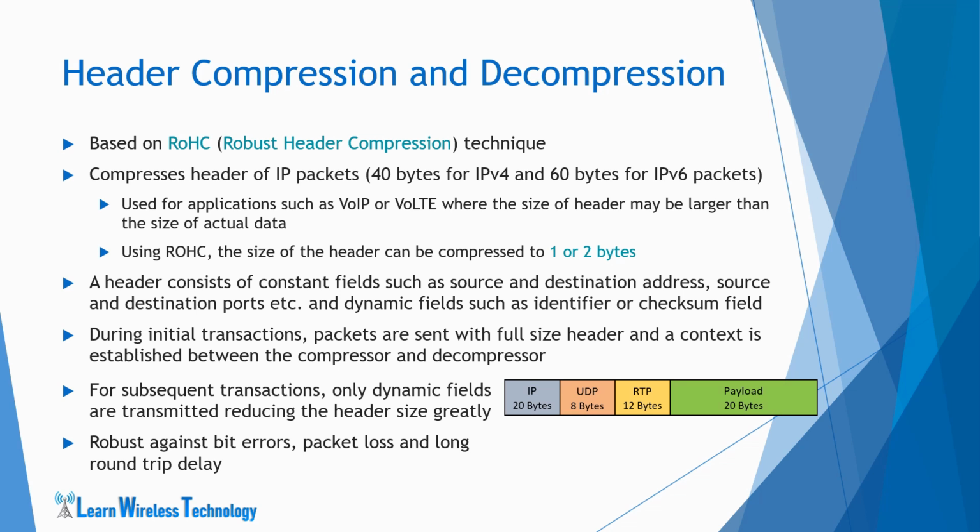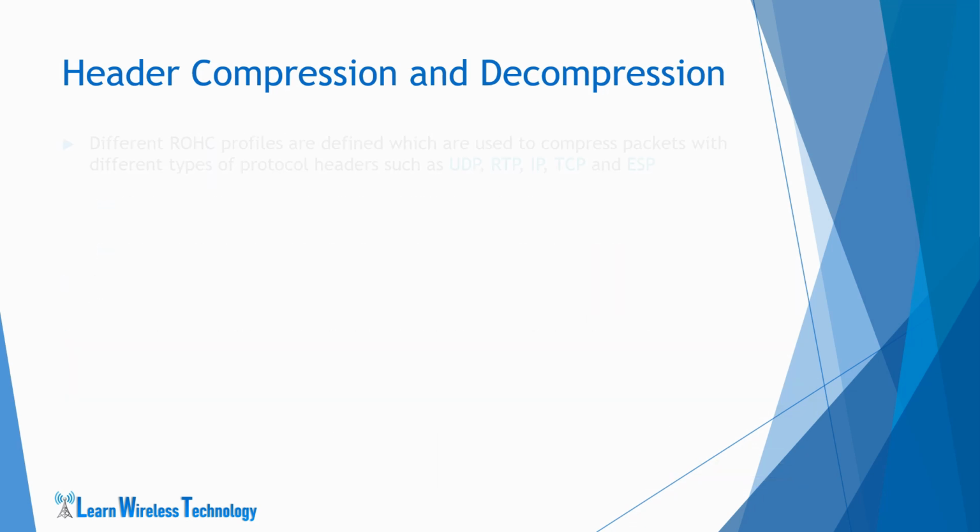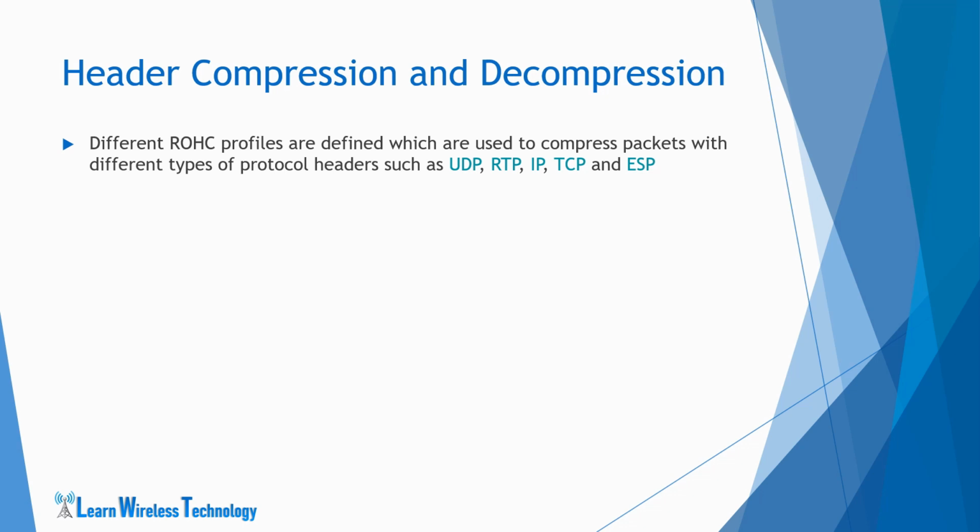Now, as seen in this example, the header contains 40 bytes that comprises 20 bytes from IP, 8 bytes from UDP, and 12 bytes from RTP, whereas the payload just contains 20 bytes of data. So the ROHC is used to compress the 40 bytes of header to as low as 2 bytes. Now there are different ROHC profiles defined which are used to compress packets with different types of protocol headers such as UDP, RTP, IP, TCP, and ESP.